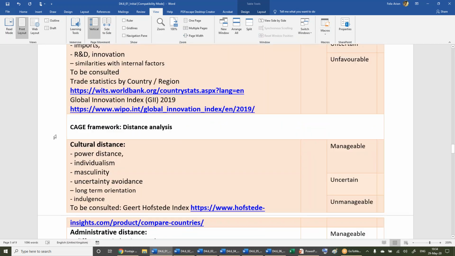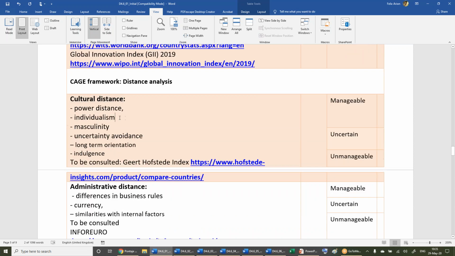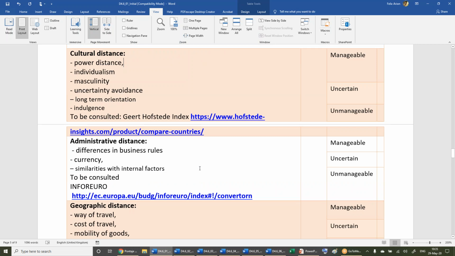Also, we will use the CAGE framework. This CAGE framework is called distance analysis, meaning how different is the market you are aiming at compared with the areas where you are living. So how well can you understand the consumer from other countries. Of course, the first one is cultural distance, and there are a couple of appreciations that you also have to do. There is the Geert Hofstede index about cultural differences. Those are the elements that are taken into consideration when you are talking about cultural distance, and you can find it different for each of the countries. You can evaluate if that could be manageable for you, or will be quite a question mark.